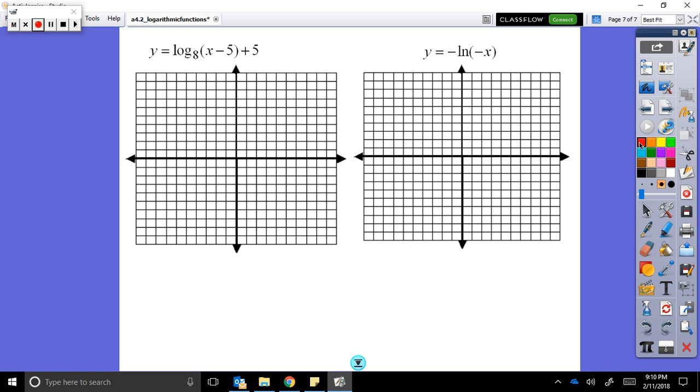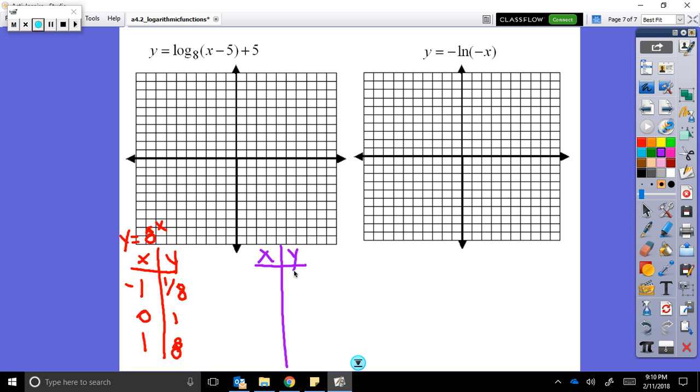Alright, so let's look at this first one. This is y equals log base 8 of x minus 5 plus 5. So I want you to do the quick t-chart for y equals 8 to the x, because you should be able to do that from yesterday in your head. So 8 to the -1 is 1/8, 8 to the 0 is 1, 8 to the 1 is 8. Now to our t-chart, the one we're actually graphing, we're going to flip that over. So 1/8, -1, 1, 0, 8, 1. Okay, that is the simple part.